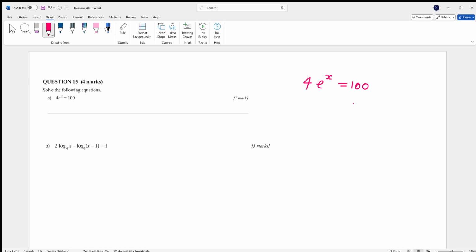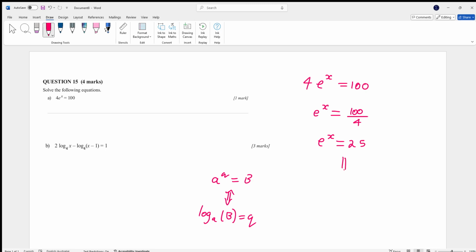First of all, before we can use this relationship where we convert from an exponential to a log form, which we are going to use because you've got the unknown in the power, we need to make sure it looks like this, which means we can't have a number in front of the exponential term. So we're going to divide both sides by 4. So you have e to the power of x equals 100 over 4. 4 fits into 100 25 times, so you have 25 there.